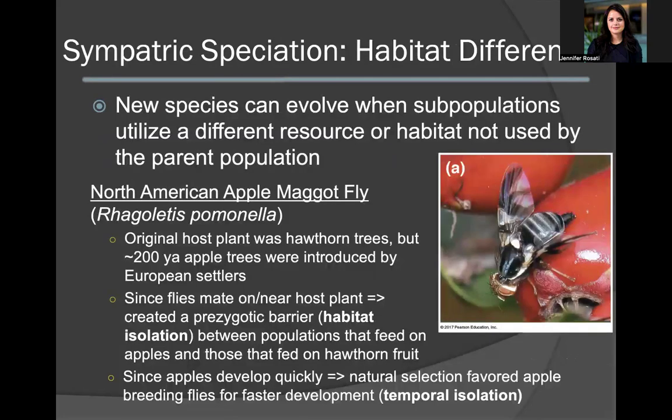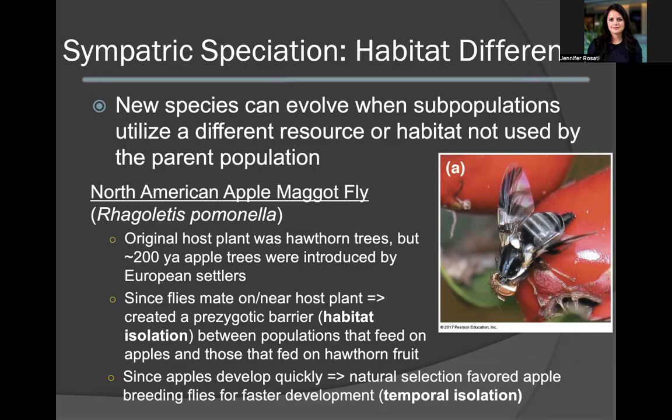Habitat differences can play an important role in the formation of a new species. New species can evolve when subpopulations utilize different resources or habitats that are not used by the parent population. This can be seen in the evolution of the apple maggot fly, Rhagoletis pomonella. The original host plant in the ancestral population was hawthorn trees. However, approximately 200 years ago, European settlers brought apple trees and planted them across the landscape. Because these flies in the Rhagoletis genus have a tendency to mate on or very near their host plant, this innately created a prezygotic barrier of habitat isolation between populations.